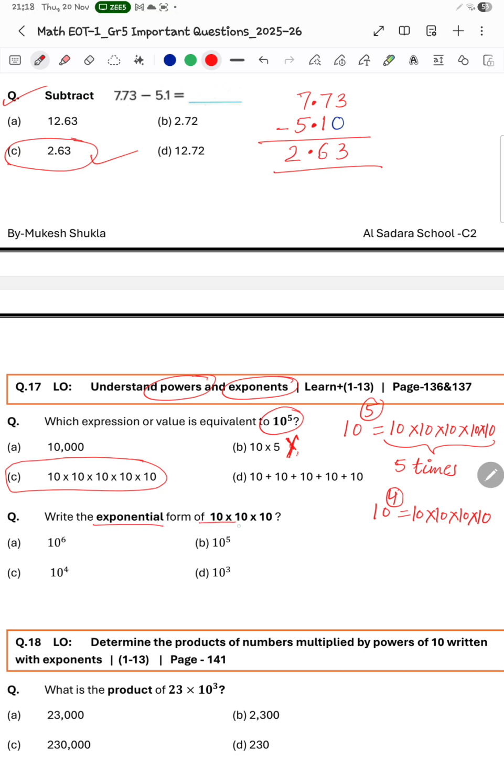Exponential form of 10 times 10 times 10. So I can see 10 is multiplied 3 times. So I can easily write 10 raised to the power 3 is my answer. So option D is correct one. Okay.